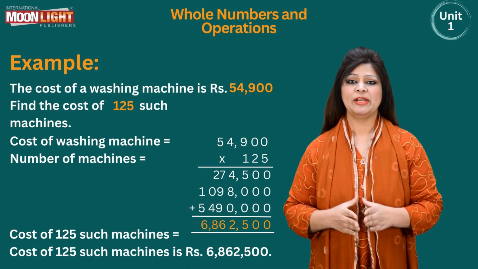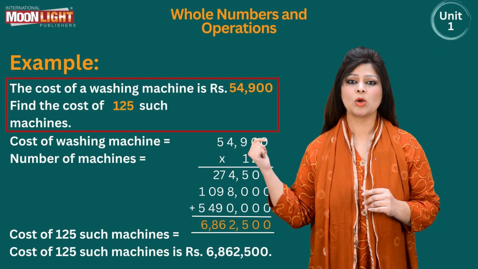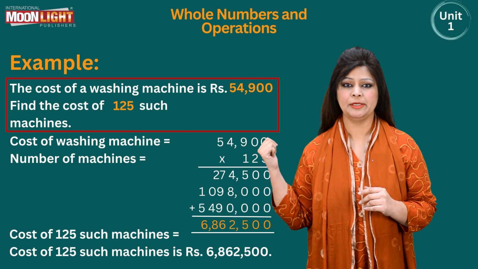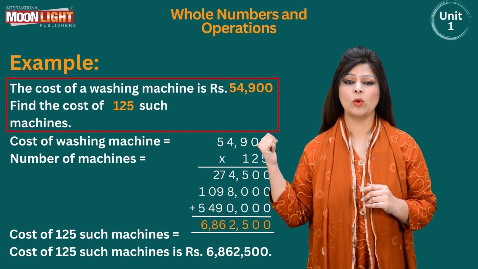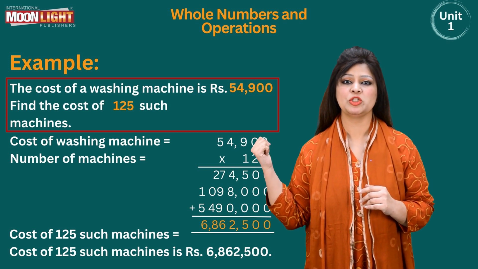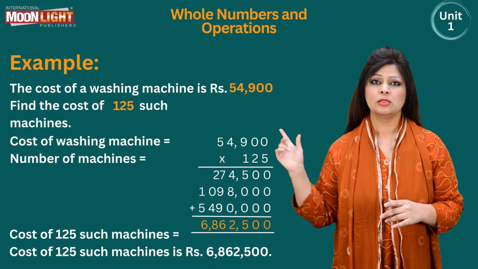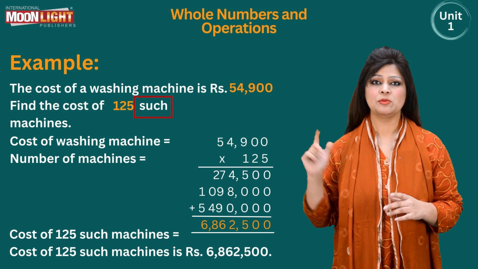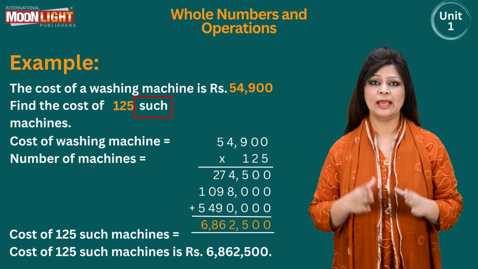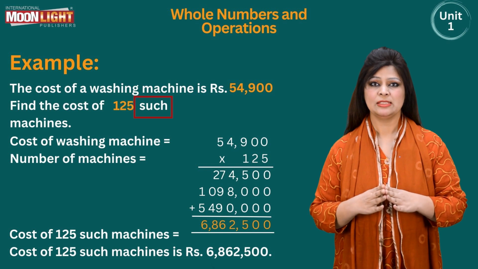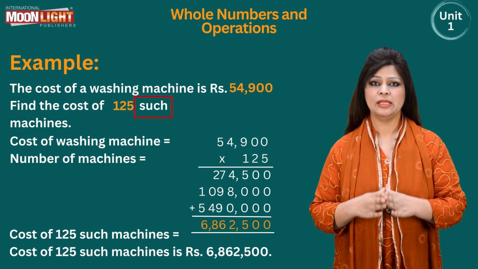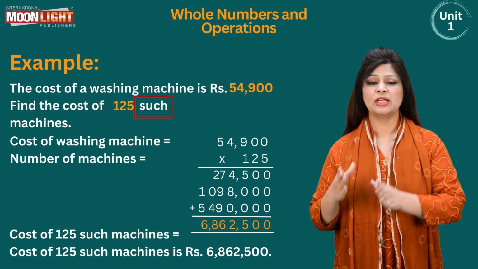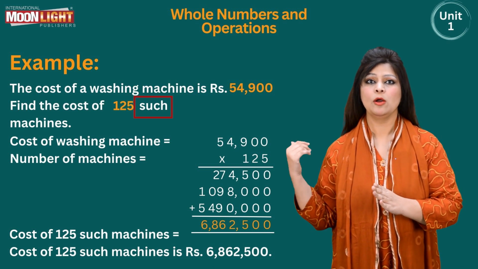Now, let's solve an example. The cost of a washing machine is rupees 54,900. Find the cost of 125 such machines. You need to circle the word such, because such means the same as told previously. यानी कि सच का मतलब ये हुआ कि जैसे हमने पहले बात की है बिल्कुल सेम उसी तरह की क्वांटिटी की बात यहाँ पर होगी.